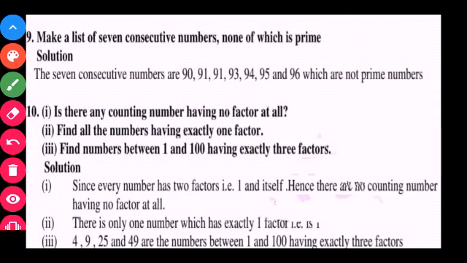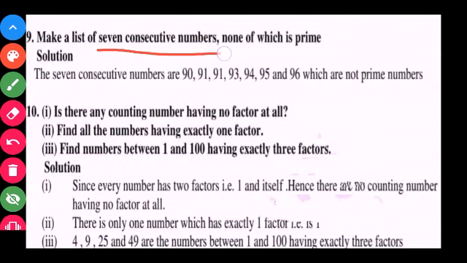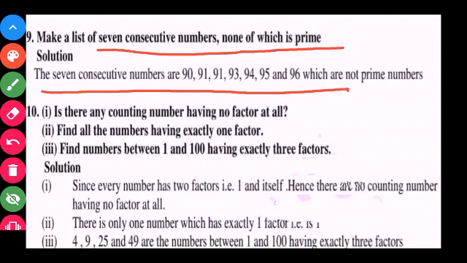Now question number 9 is given: make a list of 7 consecutive numbers, none of which are prime. So 7 consecutive numbers, none of which are prime: 90, 91, 92, 93. Here 92, so correct it. 90, 91, 92, 93, 94, 95, 96. These all are 7 consecutive numbers which are non-prime.